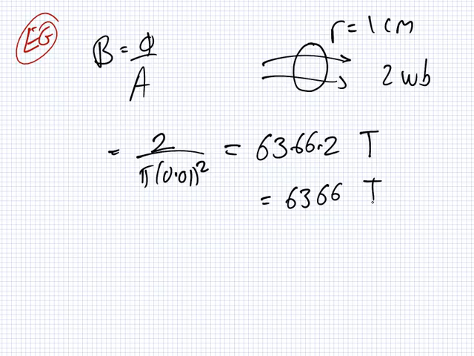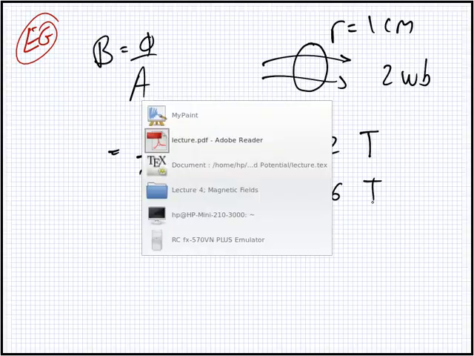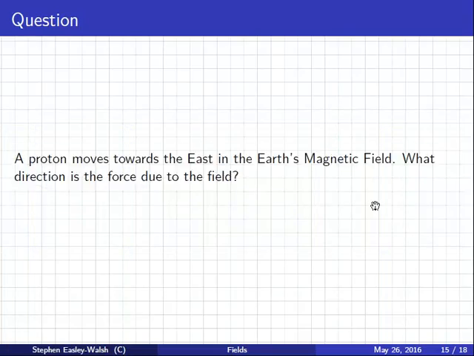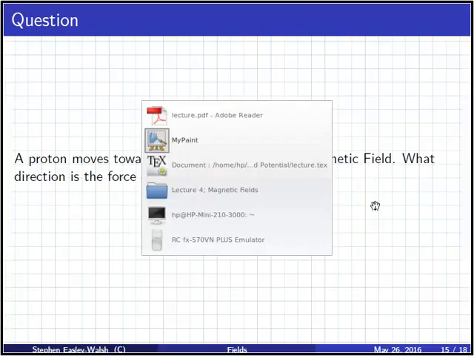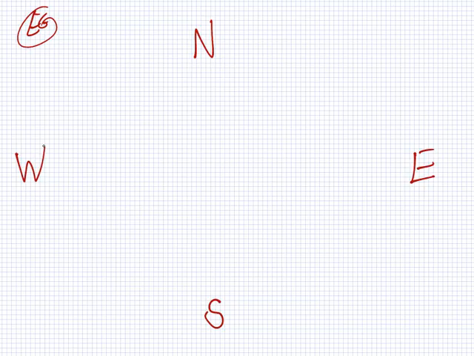Okay, next one. That was an easy one to get started. A proton moves towards the east in the Earth's magnetic field. What direction is the force due to the field? We'll have to draw this one. North, where Santa lives. South, where penguins live. East, where Mecca is. West, where America is. All the 4 important places.